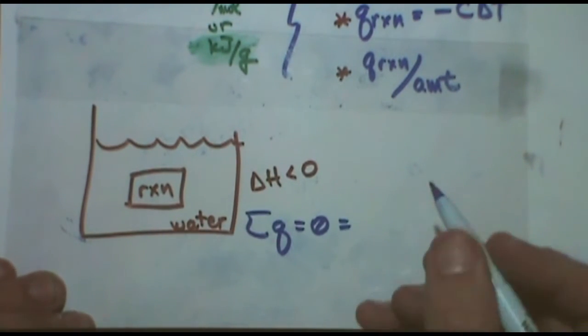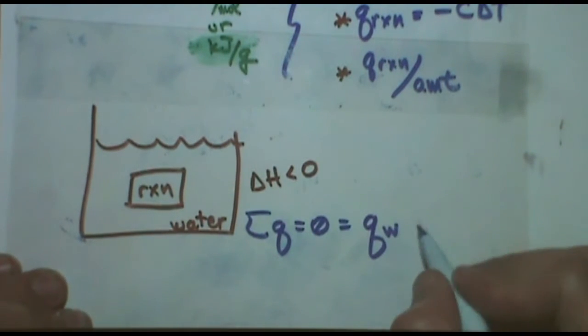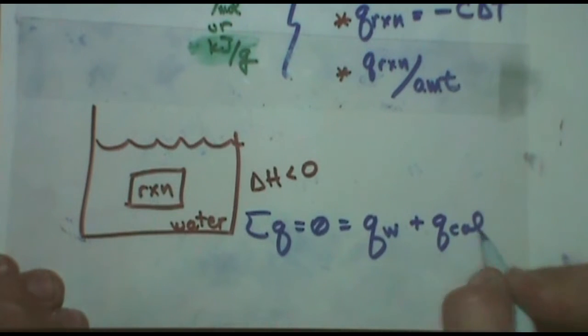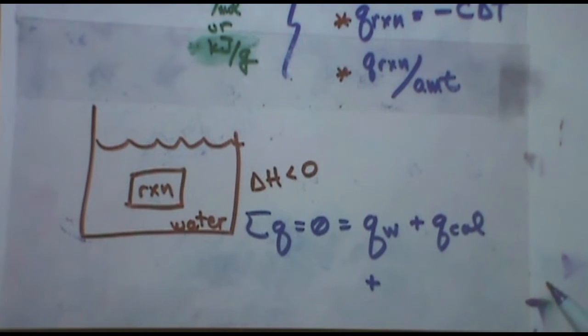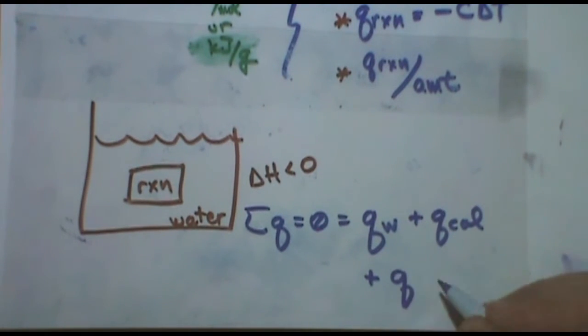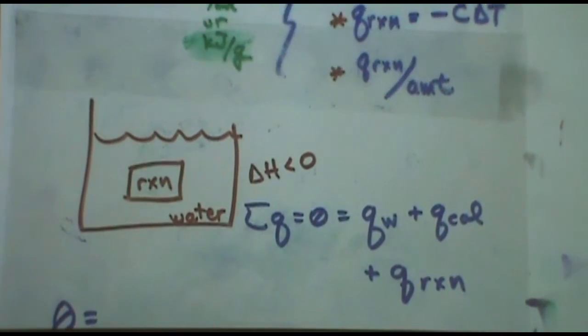What Q's are there that change temperature? Well, the water will warm up. The calorimeter will warm up, or the container, whatever the container is. And that's it. And then there's one more Q. What's the last Q? The reaction. Okay? So we'll go 0 equals.